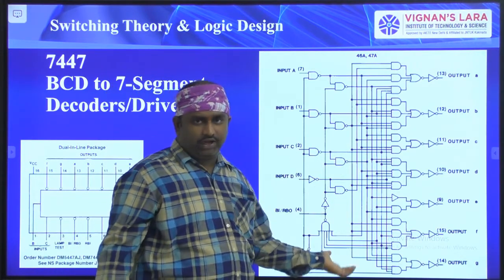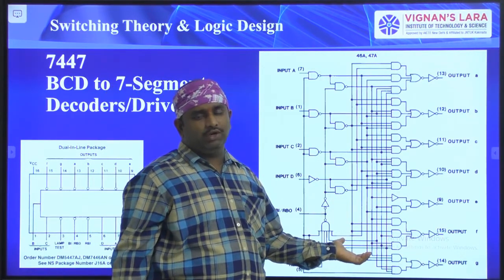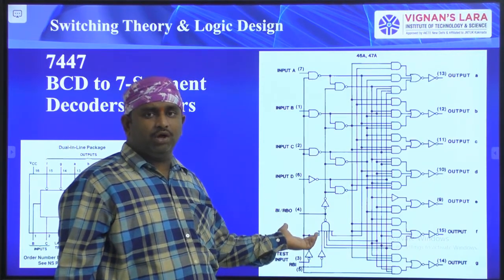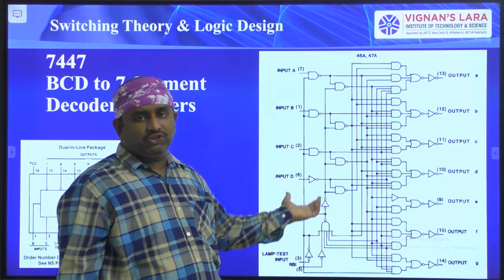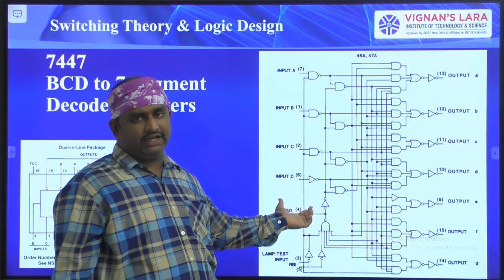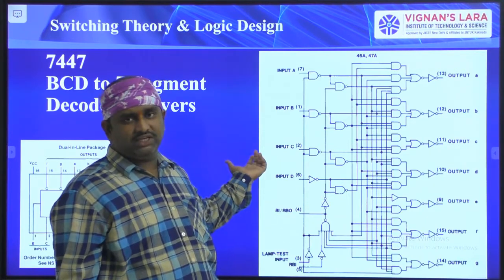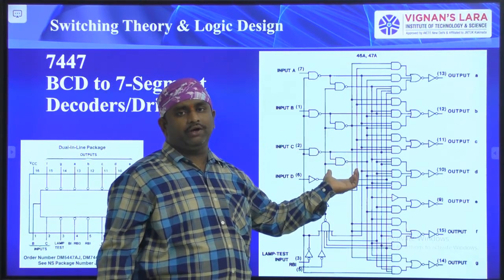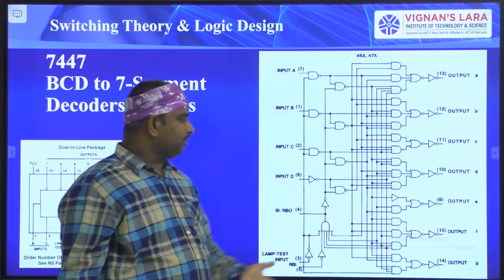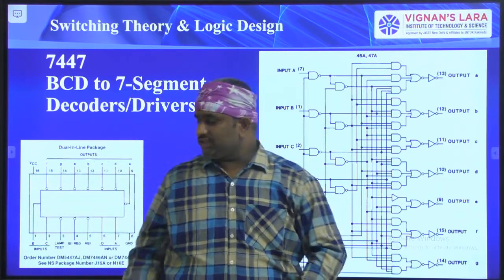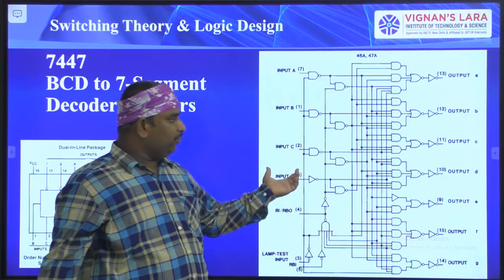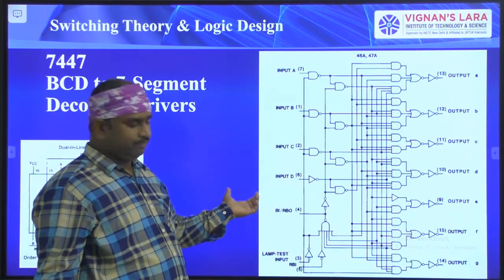Actually, we have to draw this type of diagram, but there is no necessity of drawing it. Why? Because the manufacturer or vendor has given this diagram in their data sheet. Just now we have seen the data sheet. In the data sheet, they give the internal architecture diagram. And this is our normalized pin diagram. For this pin diagram only, here we have the internal architecture.